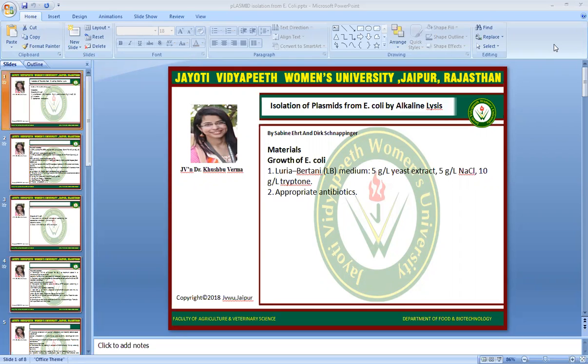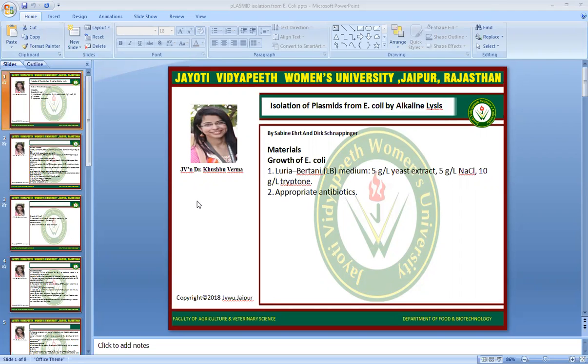Today we will discuss the protocol of isolation of plasmids from E. coli by alkaline lysis. This session is related to the Recombinant DNA Technology Lab of the programs BTech FBT 6th trimester and BSc BT 6th trimester.